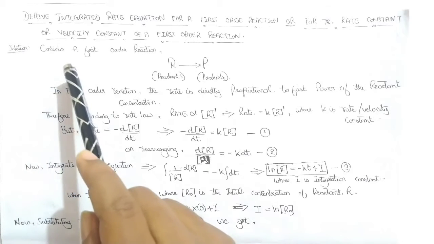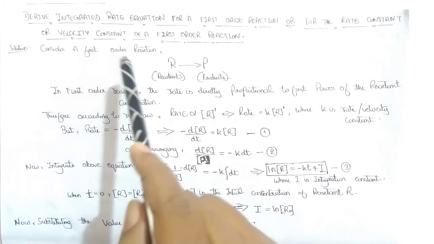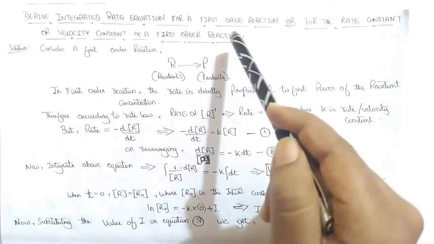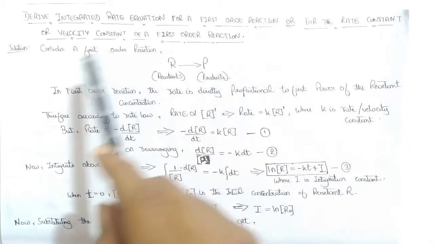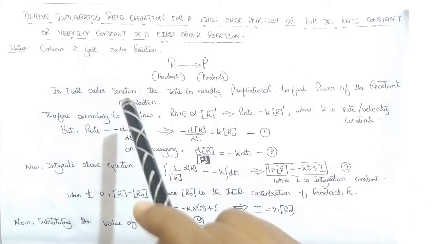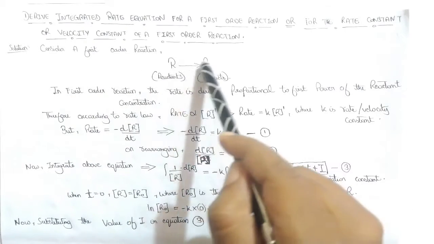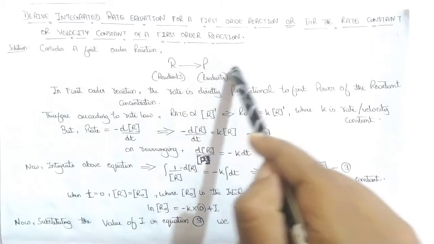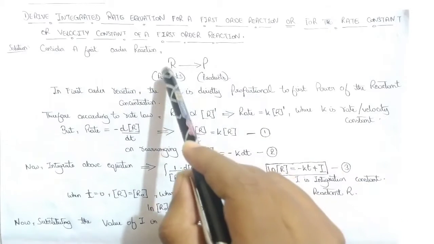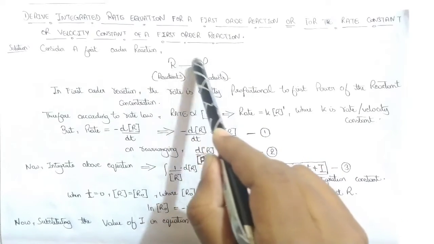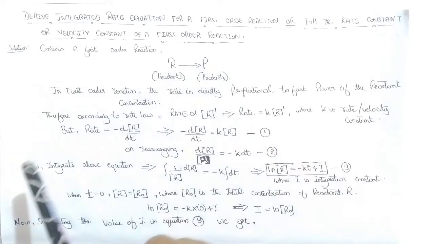For step 1, we need to consider a first order reaction. Why? Because we are deriving it for a first order reaction as stated in the question. We must consider a first order reaction. We know in any reaction the reactants with respect to time will give you product. Now we have R as reactants, P as product, and with respect to time it will give products.